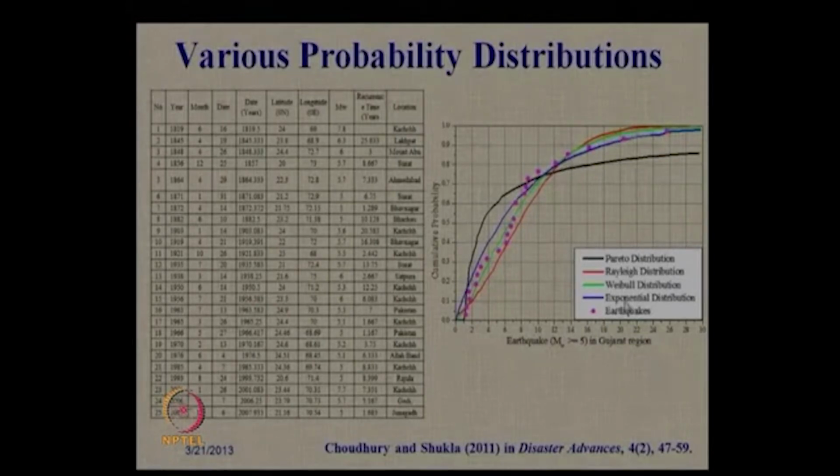If you look here, what are the various probability models? Pareto probability distribution model, Rayleigh distribution model, Weibull distribution model and exponential distribution model. These are 4 seismicity model parameters which are used to estimate the probability of distribution. How has it been done? Let us look at this table.